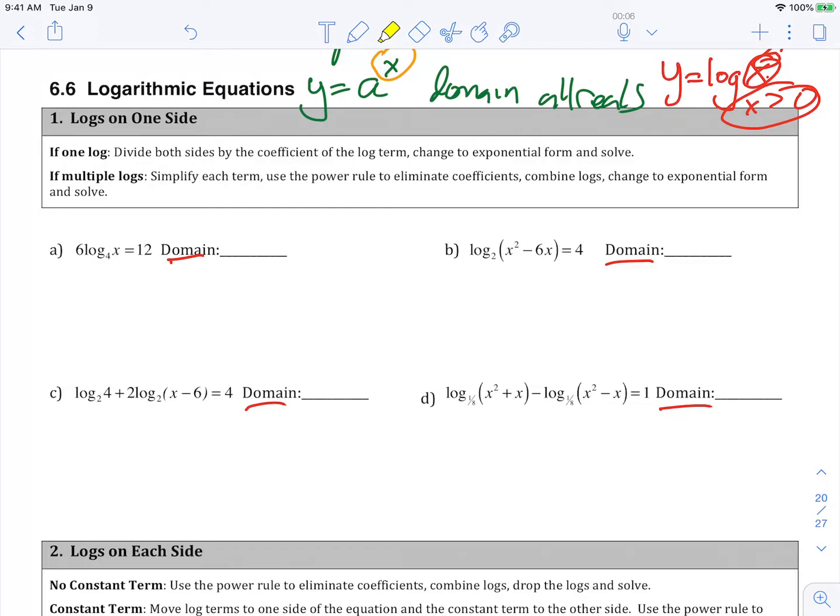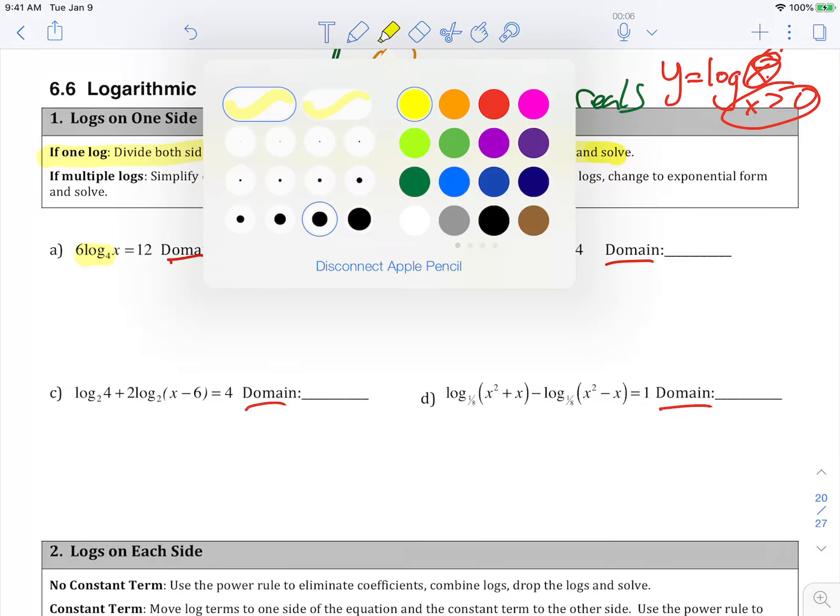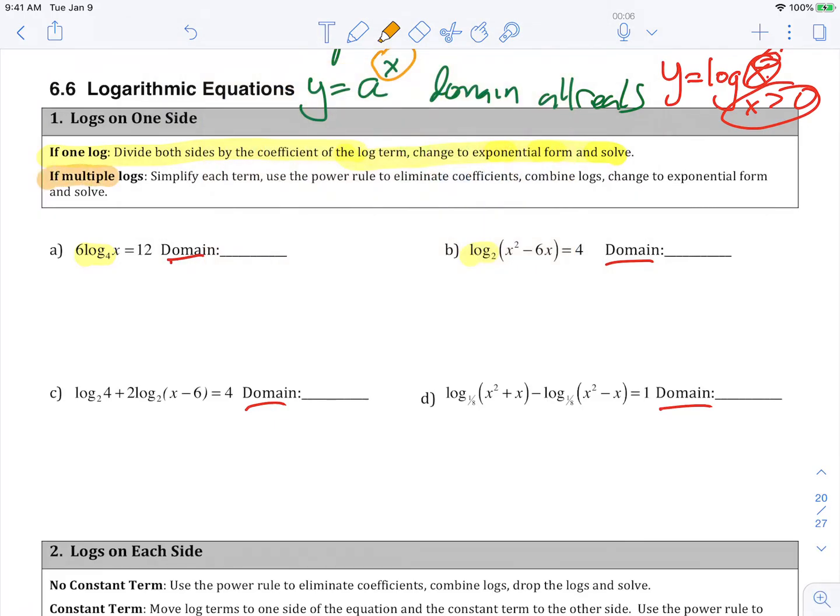So going back to our notes, part of the things I miss about normalcy, about not having a regular class, is I like it when you guys read. So normally you guys would read this, and then we follow the steps. So if you have one log, you divide both sides by the coefficient of the log and change to exponential form and solve. If we have two logs or multiple logs, simplify each term, use the power rule to eliminate coefficients, combine logs to change to exponential form and solve.